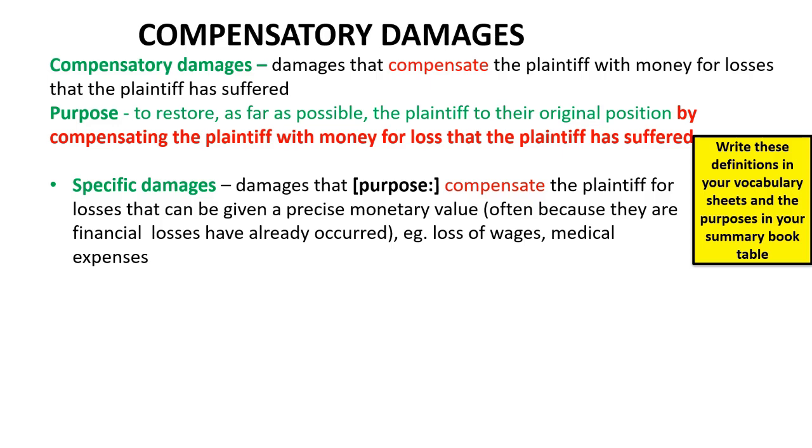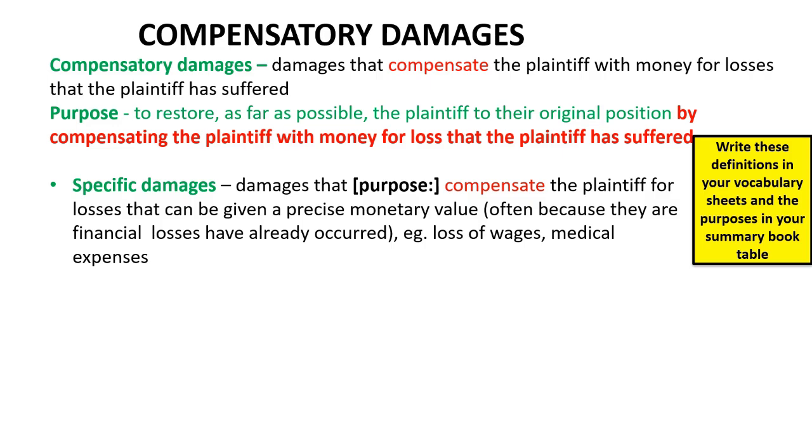Summarize what I've just said about the extent to which specific damages achieve the overarching purpose of civil remedies in the right-hand column of your summary book table. Because specific damages perfectly compensate a plaintiff for losses that can be given a precise monetary value, there are no limitations on the ability of specific damages to achieve this overarching purpose in relation to these types of losses.